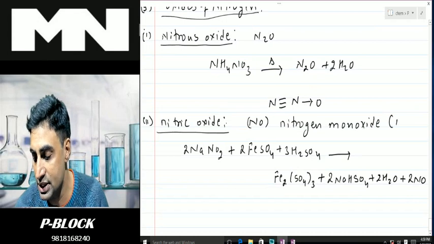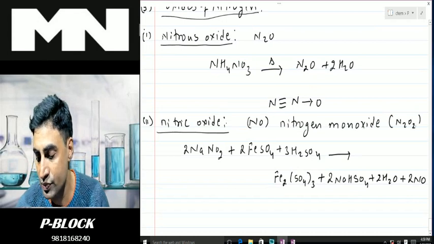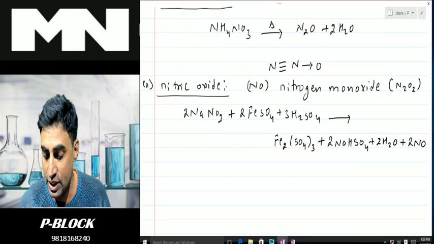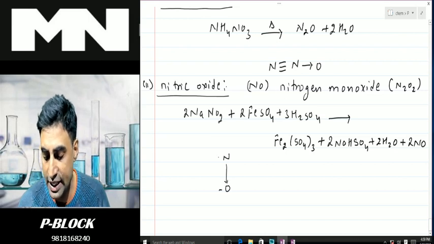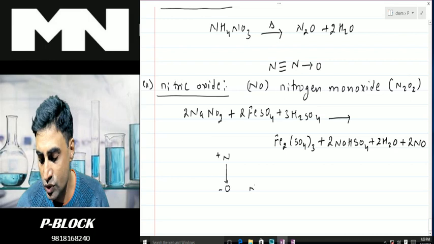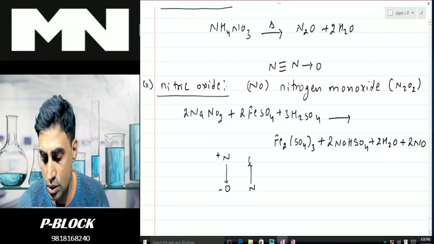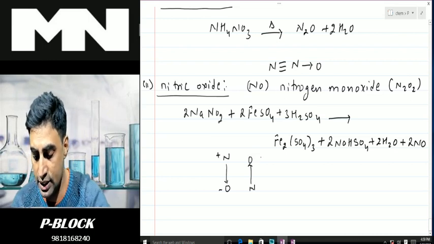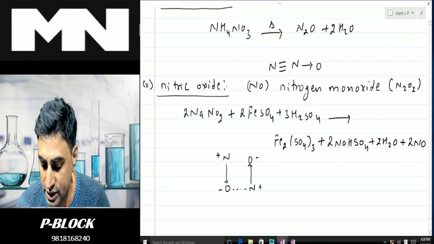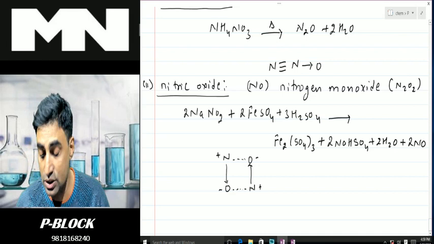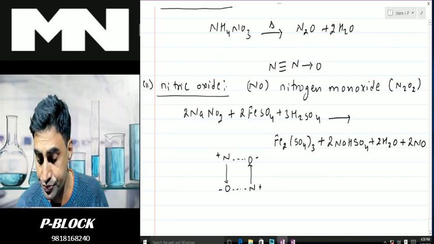Well, as for this nitric oxide is concerned, we generally obtain it in a dimeric form. It generally exists as N2O2 because it has a prominent dipole-dipole attraction. Suppose I have got N, then I have O. So where O is negative, N is positive. I have N, O. Again, O is negative and N is positive.